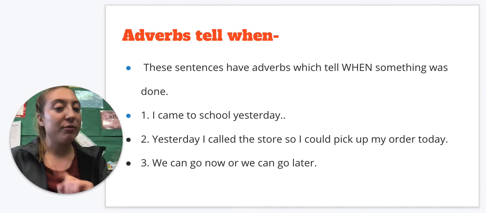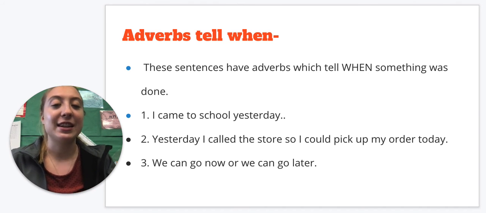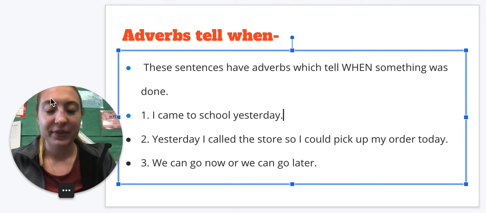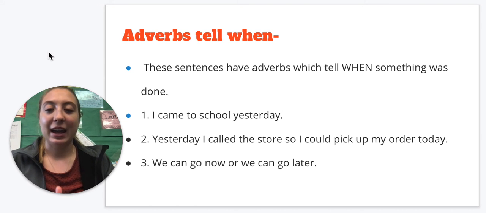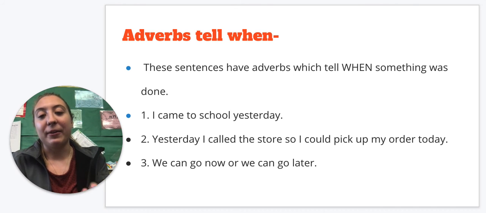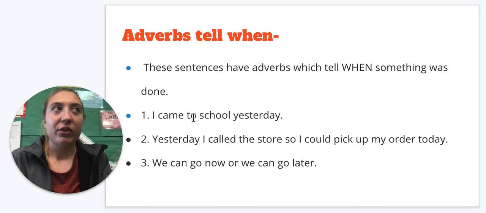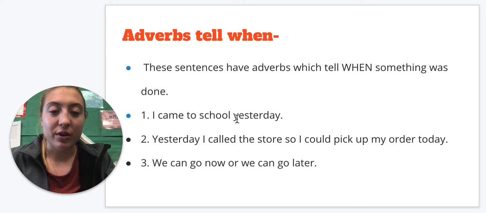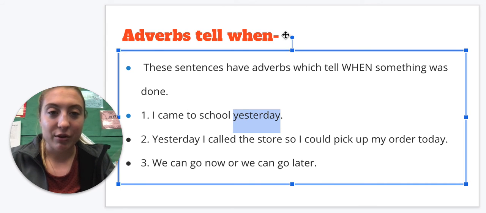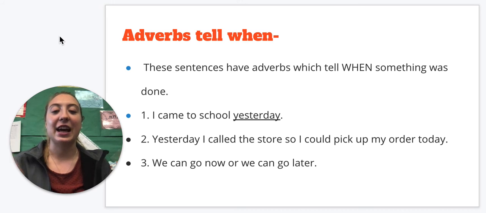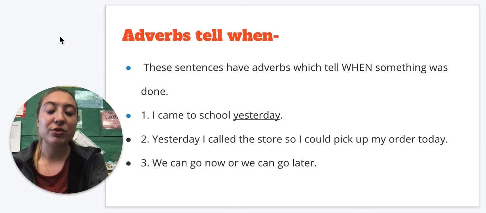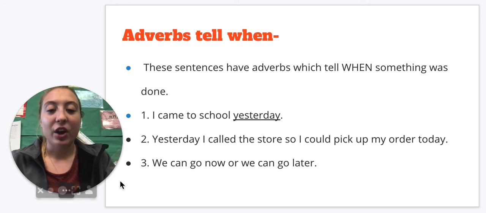But adverbs also tell when. So these sentences have adverbs that tell when something was done. All right, so: I came to school yesterday. So now we have to ask when. When did you come? Came is our verb. So when did you come to school? Yesterday. So I'm going to underline my yesterday because that's the adverb telling when you came to school. Yesterday. All right, it's telling when something was done.